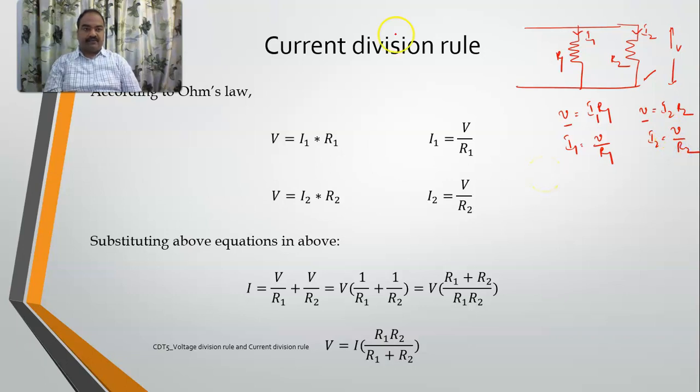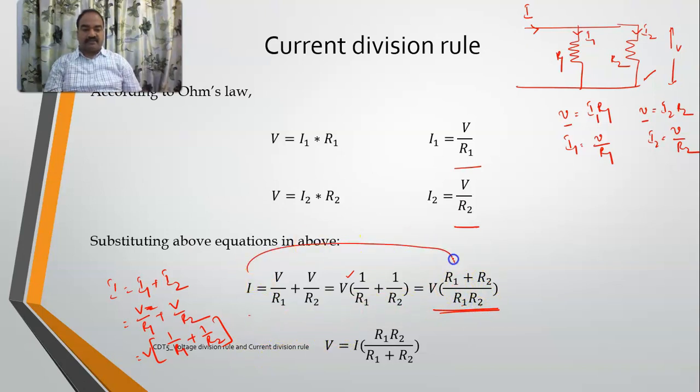Right. And what is the total current now? You know that I is equal to I1 plus I2. And you know the I1 value, V by R1, and the I2 value, V by R2. If I substitute them, I is V by R1 plus V by R2. If I take V as common, it is V into 1 by R1 plus 1 by R2. If I take the LCM, I get R1 R2 as the common denominator, so V into R1 plus R2 over R1 R2. So this is the current in terms of resistances.